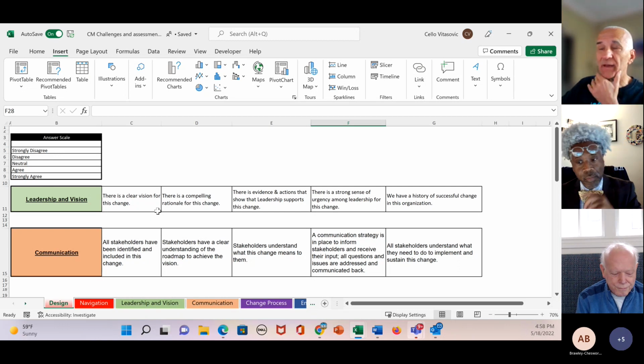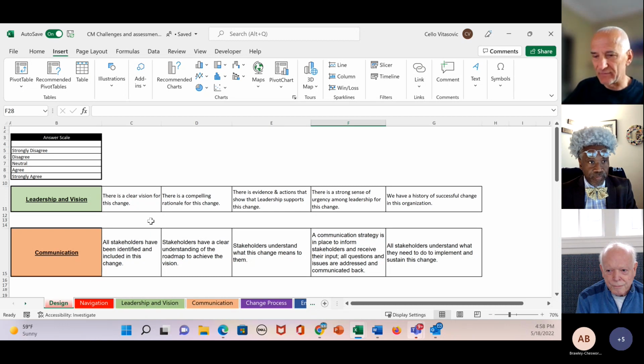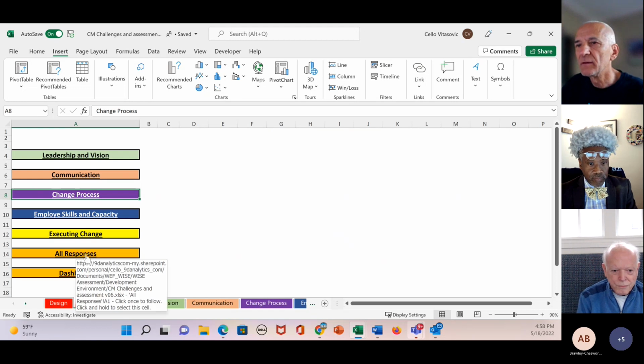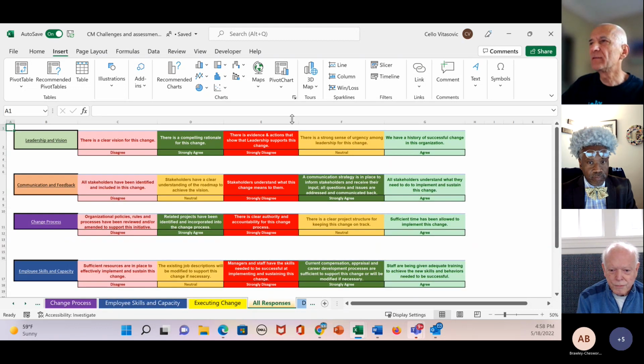So we wanted to make it consistent, so all the statements are positive. If we come to these, it means that they were strongly disagreeing with the statement that says there is evidence and actions that show that leadership supports this change. So if they strongly disagree with that, you kind of know where the squeaky parts are.